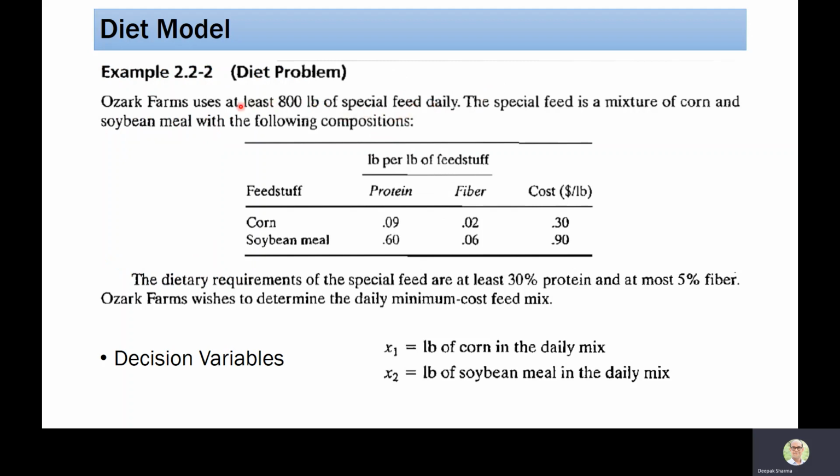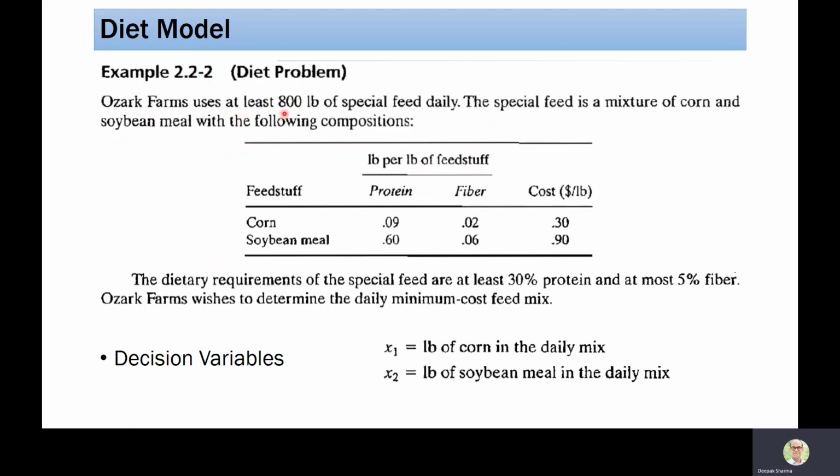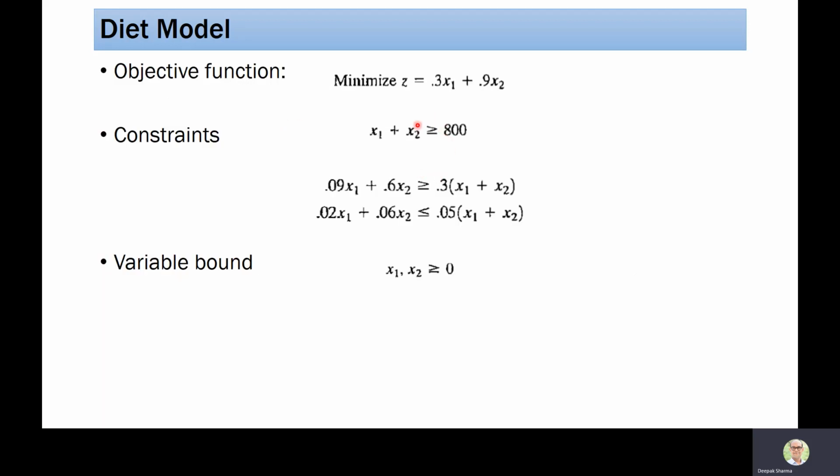Looking at the constraint, first is at least 800 lb. This means a minimum of 800 lb of the special feed we have to make. Since x1 and x2 are the amount of corn and soybean, we can write this as x1 plus x2 ≥ 800. Now I am using the greater than sign. Why? Because the problem statement says at least, meaning that it can be 800 and it can be more than that. So that's why we are using the greater than sign here.